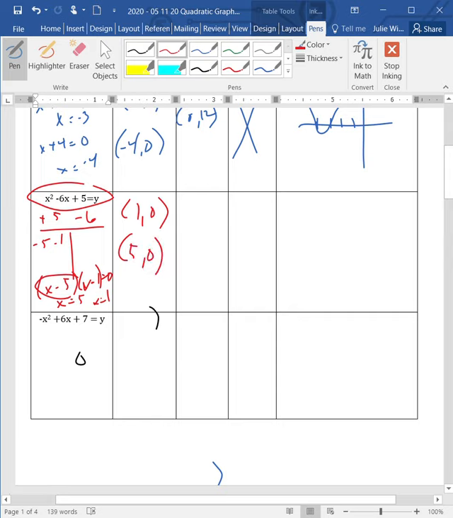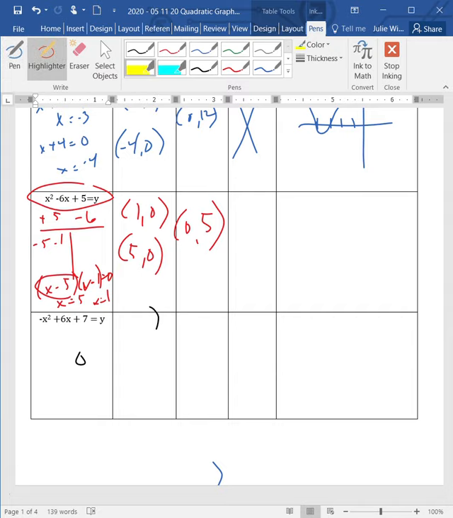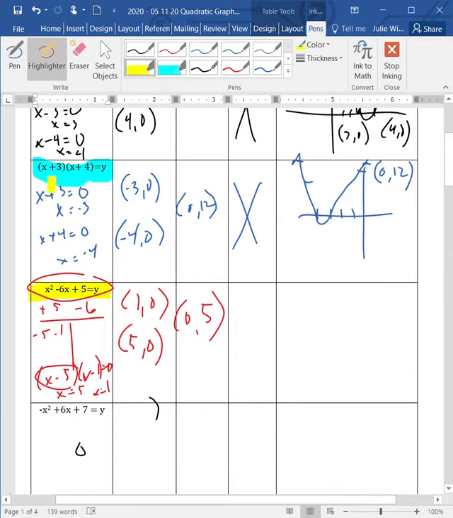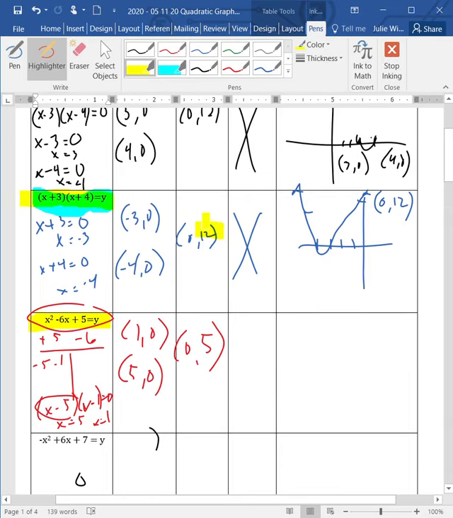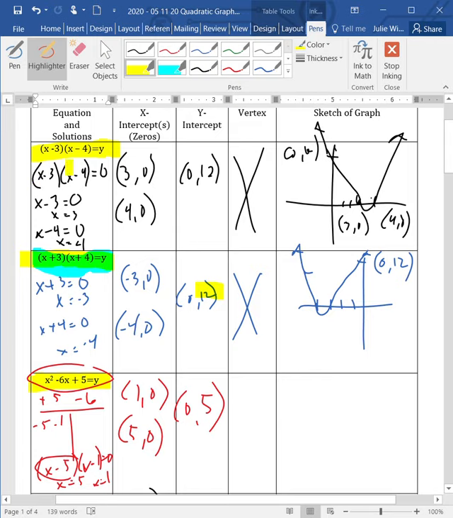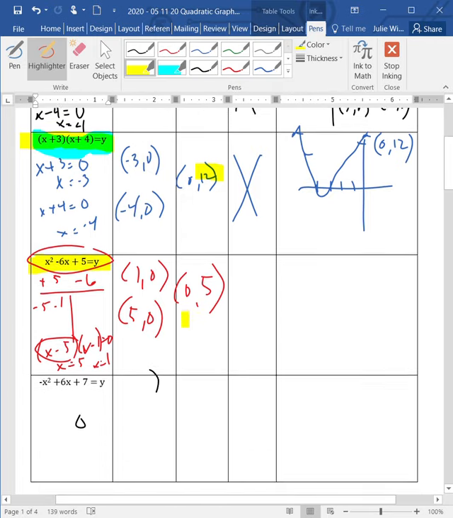Okay, now let's look at the y-intercept. Huh, this is (0, 5). Look at this equation here. Where do you think that 5 came from? Look at this one. Where do you think the 12 came from? And this one, where do you think that 12 came from? Interesting. We'll talk about that some more.